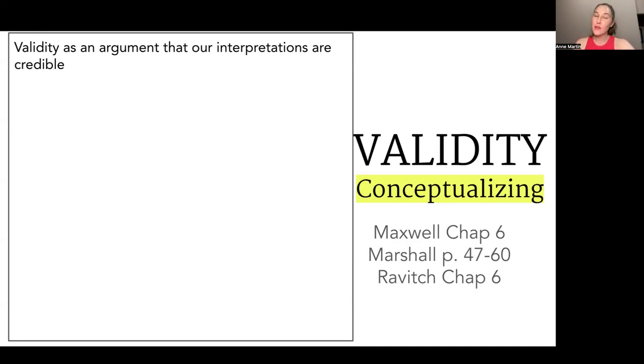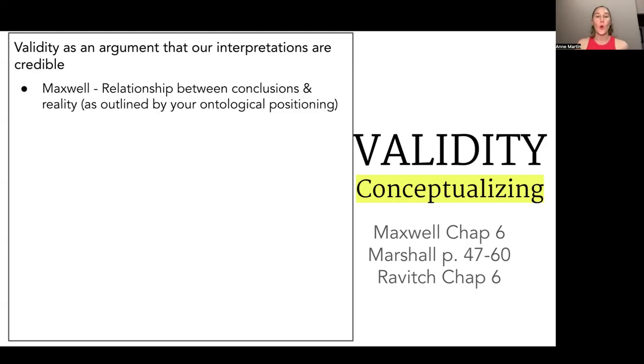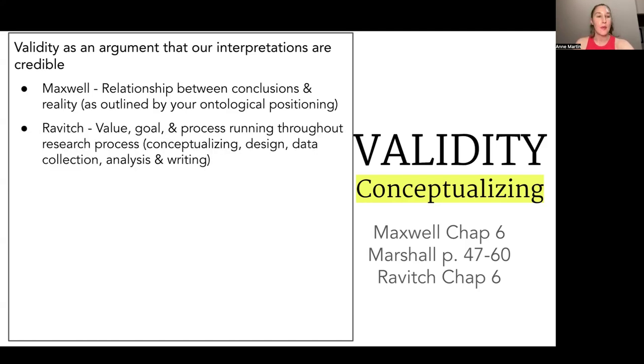So thinking about, particularly from Maxwell and other authors as well, validity as an argument in your methods, in your writing. Your validity methods or your validity strategies are an argument that your interpretations are credible, showing this correlation between the conclusions that you've drawn about your data and the reality. And again, reality will be mitigated and outlined by your ontological positioning. But thinking about the relationship between that and how and to what extent they correlate and what you have done to demonstrate that you have thought deeply about this.